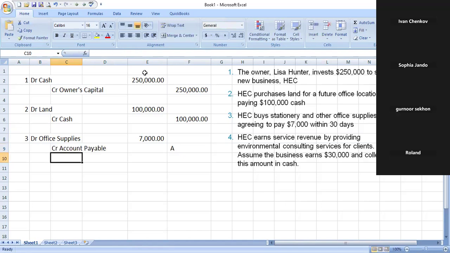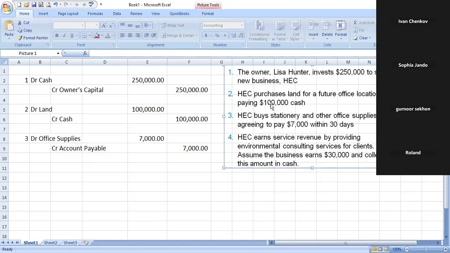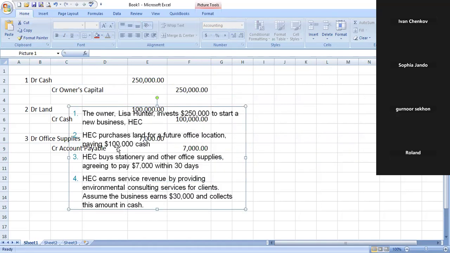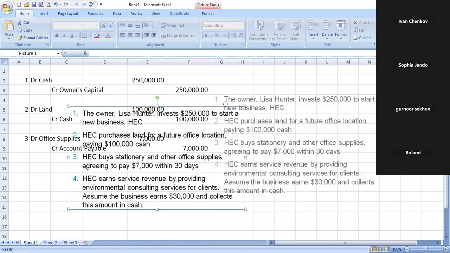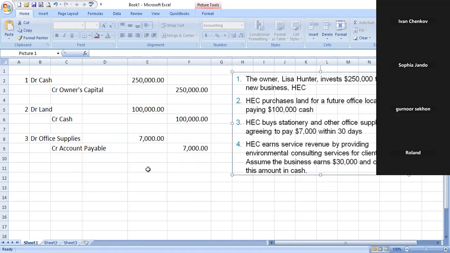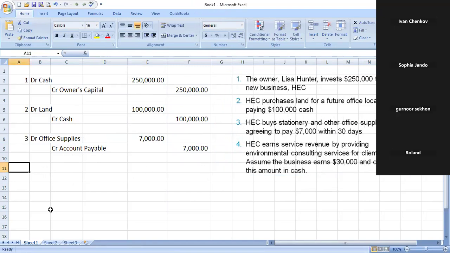And that accounts payable will be for exactly the same amount. Why? Because we have to keep debit and credit equal. Next one. Now the company provides the service to the customers, which they automatically collect and convert into cash. So what do we have to do here?